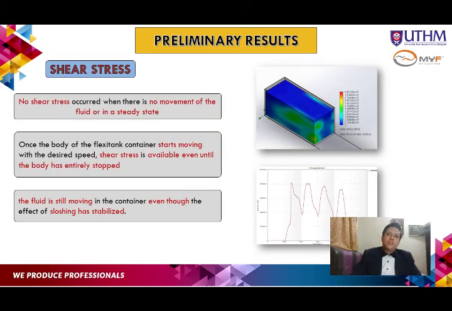So next, the shear stress. This slide shows the graph and the contour of the shear stress on the flexitank. From this contour we can show that sloshing leads to structural damage and also leakage in the flexitank. As we can see in the contour, there are some points that have a higher value of shear stress.